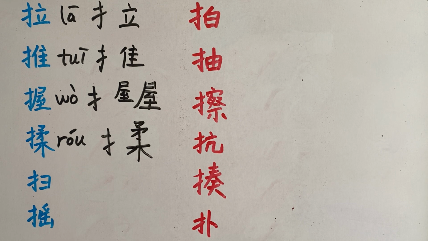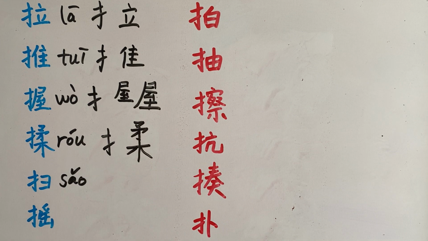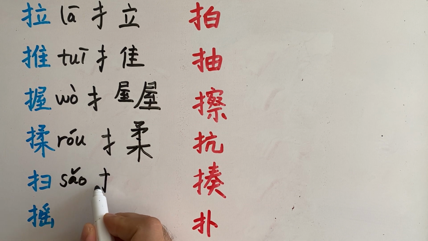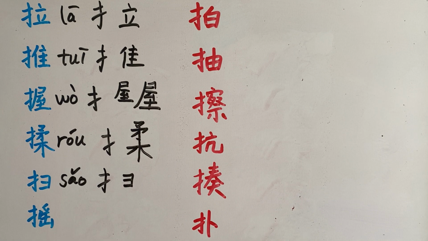And the next one, 扫. This one, 扫. 扫 it means to sweep, right? Sweep the floor, sweep the table, 扫地 sweep the floor. 地 is the floor, the ground, the earth. 地 right? 扫地. It's written like this, left part, the right part, 扫. This one is simple, right?